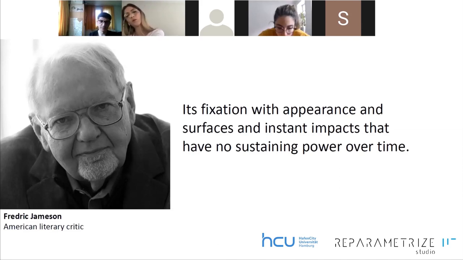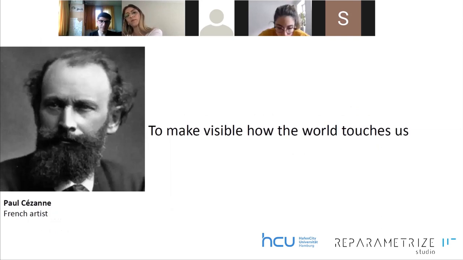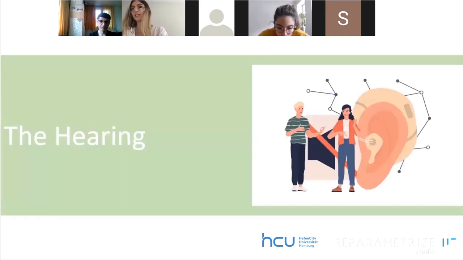If you can go to the next one, Paul Cézanne. I don't know if I'm saying his name properly in French. "To make visible how the world touches us," he's an artist talking about his paintings, and we can see that this can work for us as architects too. We need to make people feel that these spaces belong to them and touch them somehow. So this is all about vision, which we talk about a lot. If you can go on, now hearing.